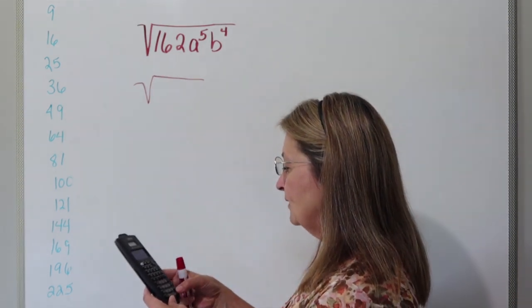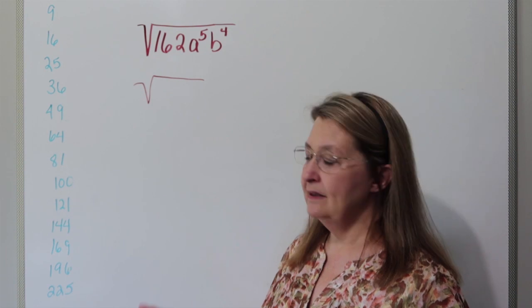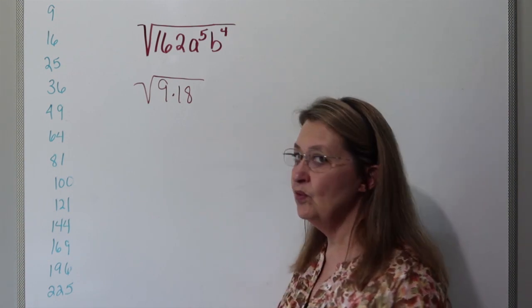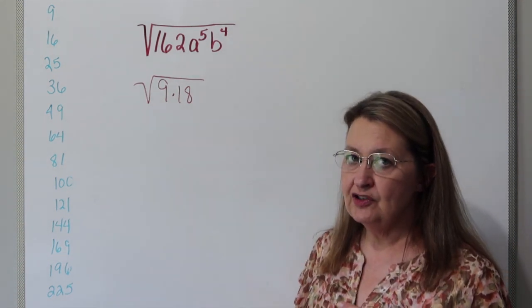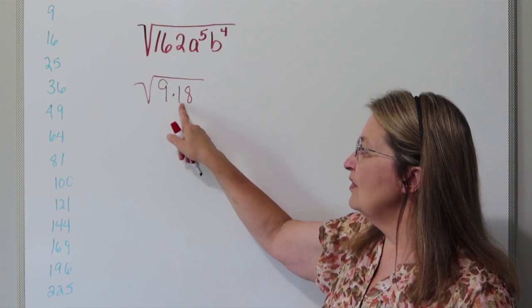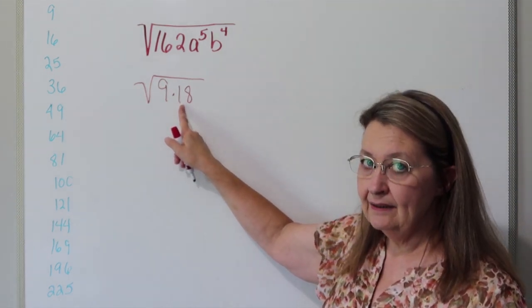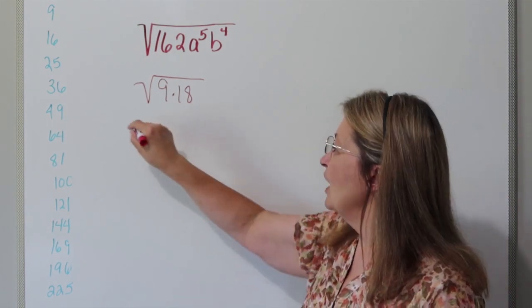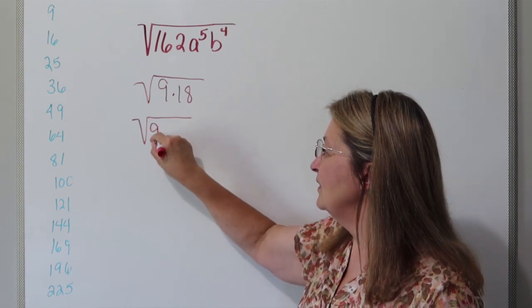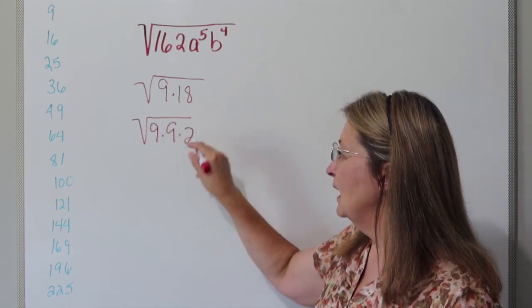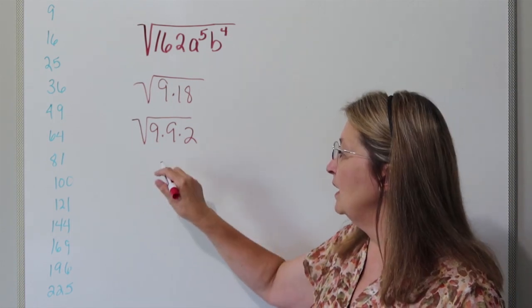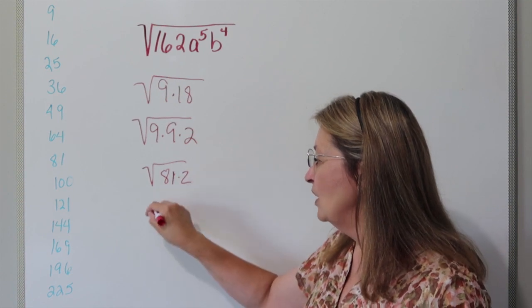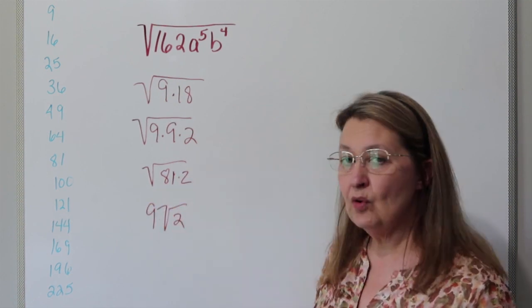162 divided by 9. 9 times 18. So if you want to stop there, 9 times 18 is equal to 162. But now your thought process should kick in. I notice there's a perfect square factor of 18. What can you break 18 up into? 2 times 9. So you could rewrite this even as 9 times 9 times 2, and then 9 times 9 would be 81 times 2. So now you have 9 square root of 2.